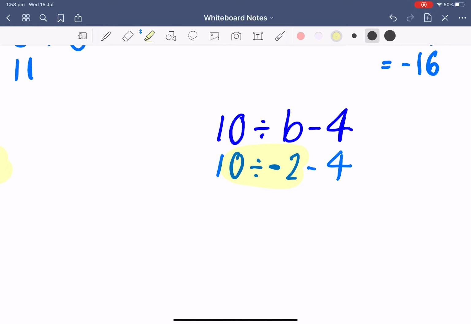So 10 divided by 2 is 5, but we've got 10, which is a positive number, and 2, which is a negative. So when a negative and a positive number are divided, they give a negative. Okay, so that rule should be in your book from the last few lessons. So the answer is -5, take 4. So you've got -$5 in your bank account. You're going to take out 4, and so now you've got -9.